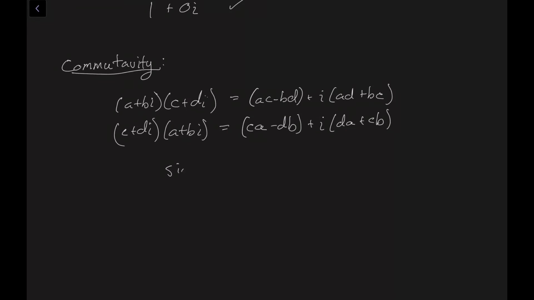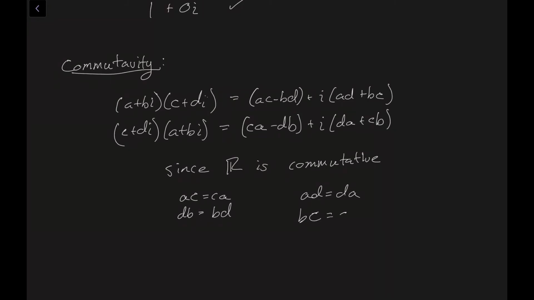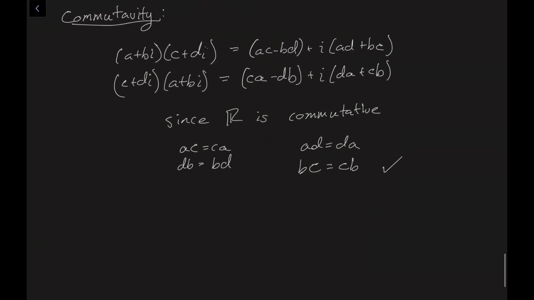So the next step is to show that these two are equal, but since the real numbers are commutative, we can just switch the a and c to get ca, b and d to get db, and the same with ad and bc. Therefore, our structure is commutative, and finally we can conclude that the complex numbers without the 0 element and multiplication is in fact an abelian group.